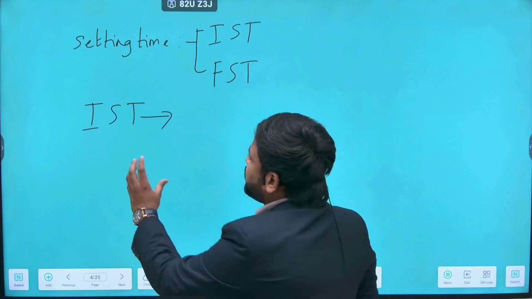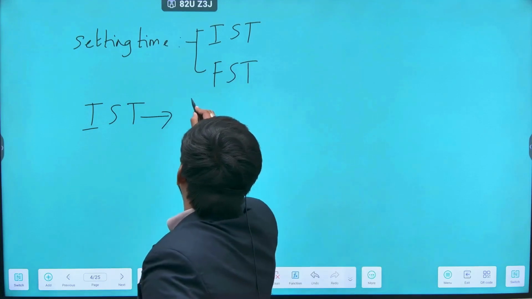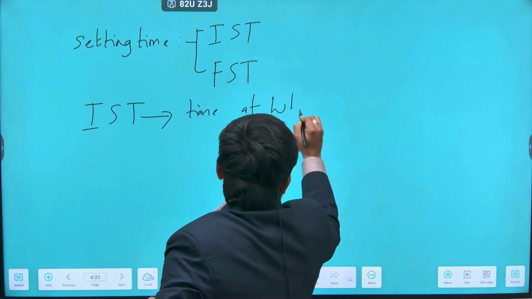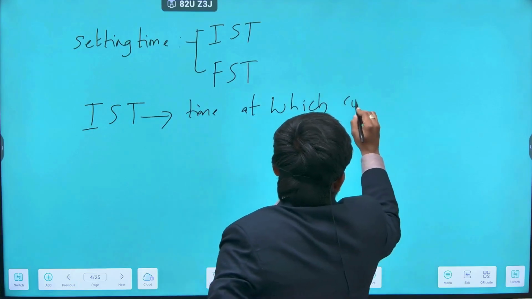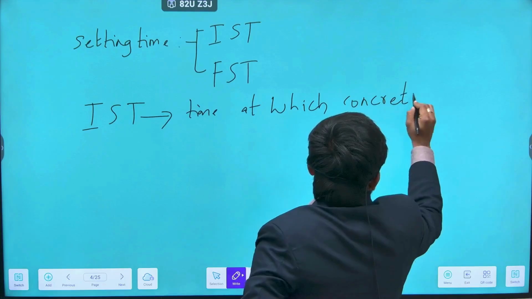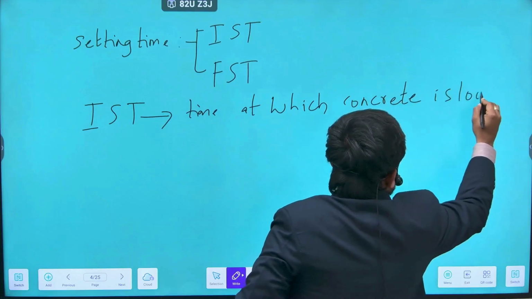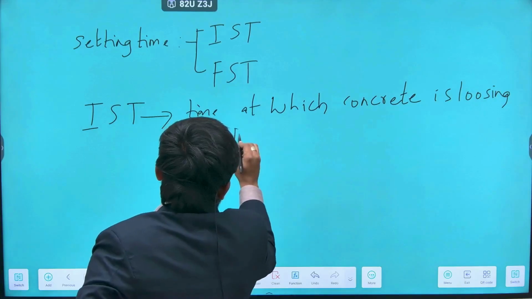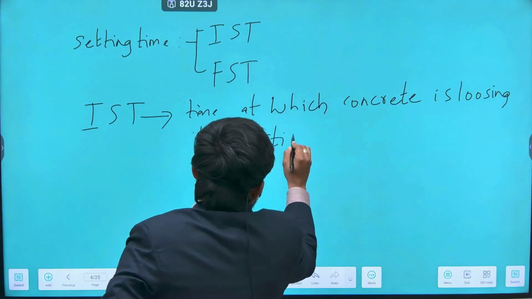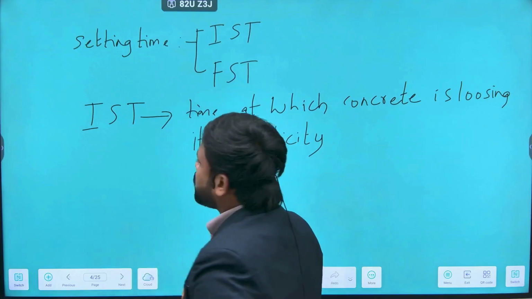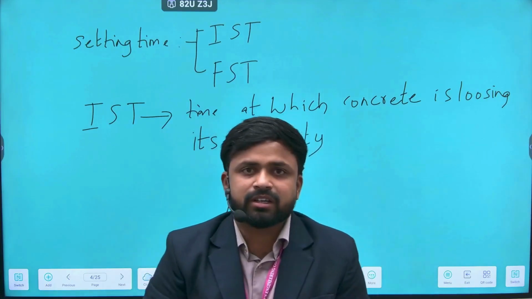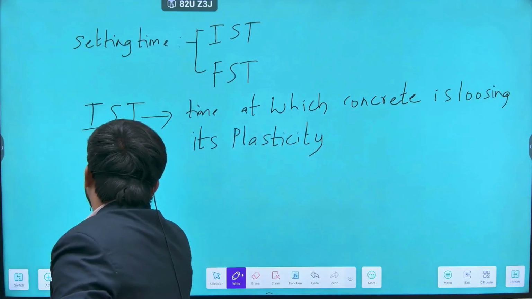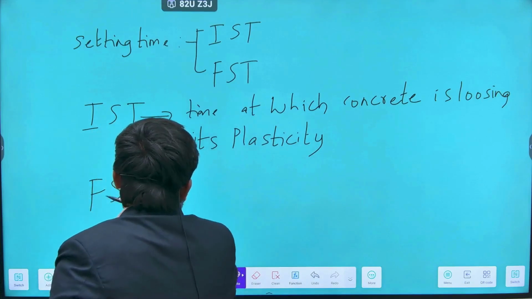So the initial setting time is nothing but the time at which concrete is losing its plasticity. The time at which concrete is losing its plasticity is known as initial setting time. And final setting time: what is final setting time?